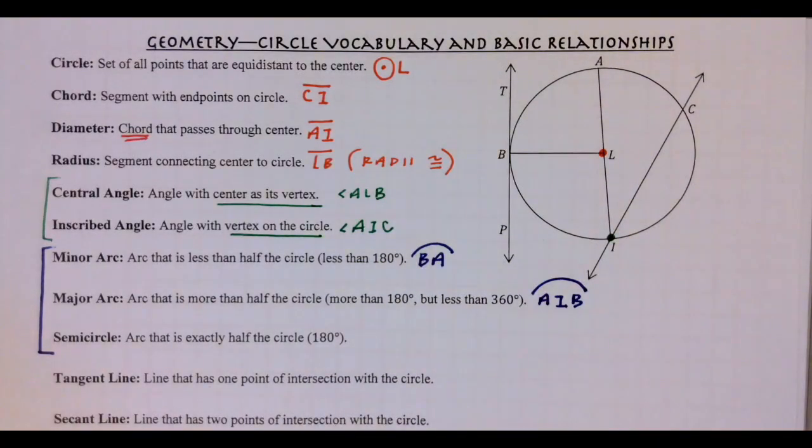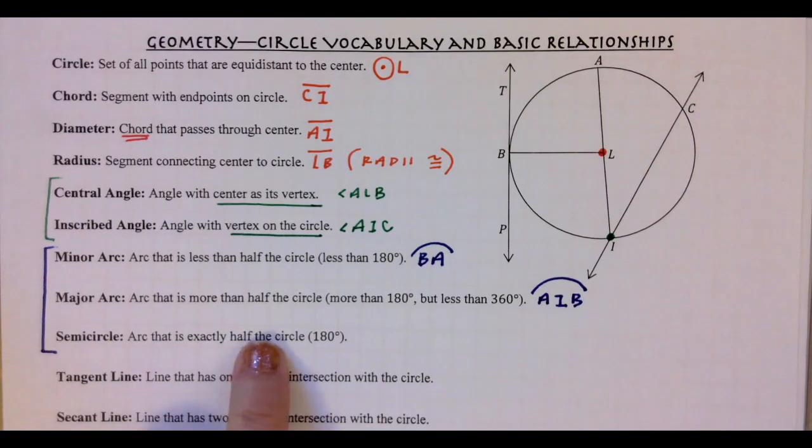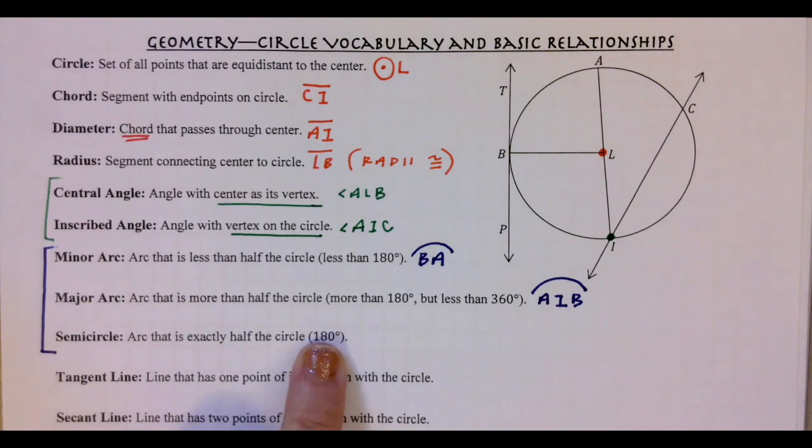So again, an arc that is more than half the circle, we use a three-letter notation. So the two endpoints and a point that falls in between. Okay, a semicircle is an arc that's exactly half the circle. So the endpoints really are endpoints of a diameter. The measure is exactly 180.